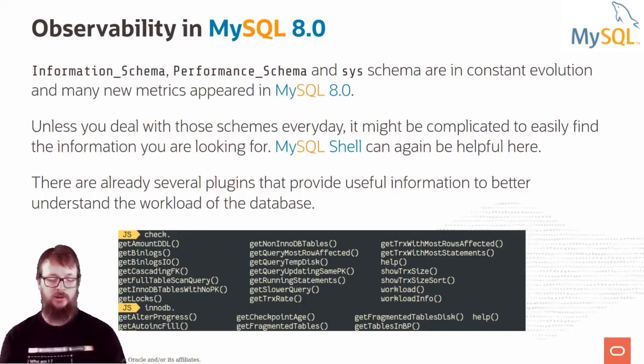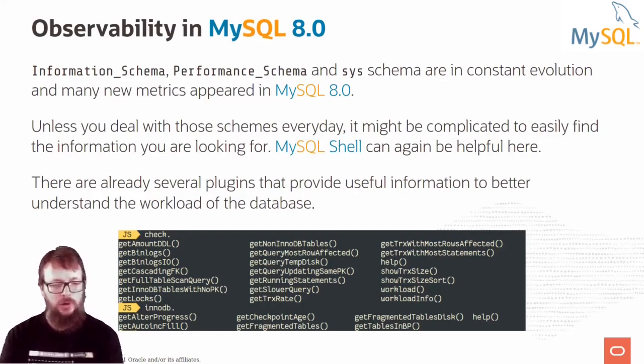For example, you can also see the size of transactions. This is read from the binary logs to really have the amount that, when you use replication, will be transferred and stuff like that. So there is a lot of information here, and also the same for InnoDB. Do you have fragmented tables? What's the checkpoint age and stuff like that? So you can get a lot of information.